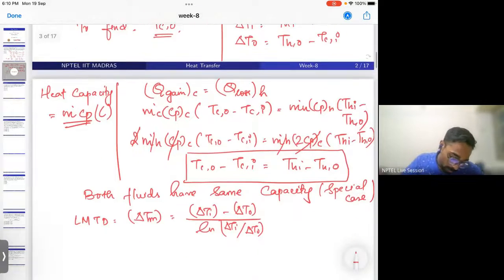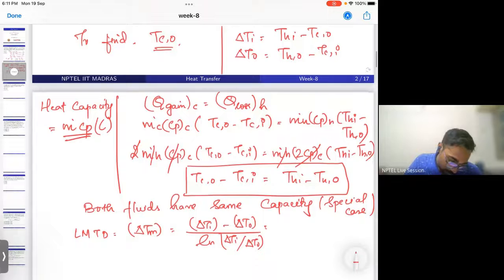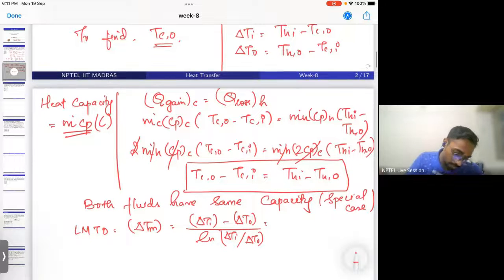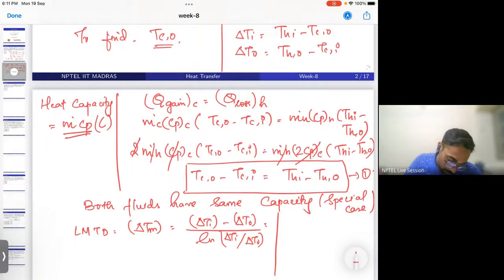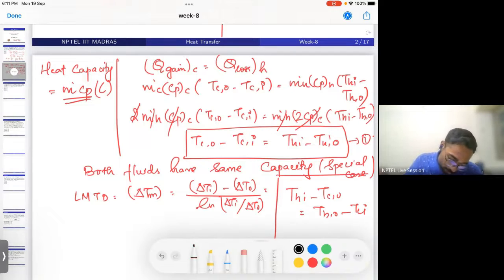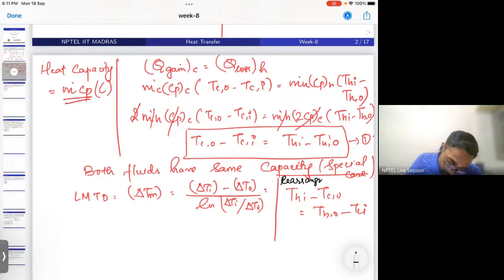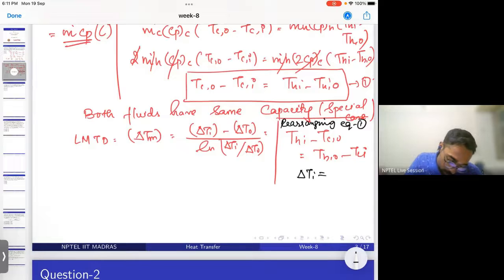So what is delta Ti? If you use this equation, we will get Thi minus Tco, and I'm taking this value Tho minus Tci. I'm just rearranging equation 1. After rearrangement, I got delta Ti is equal to delta To.